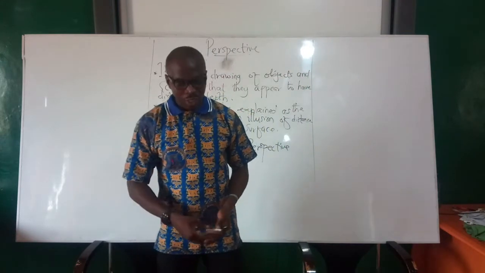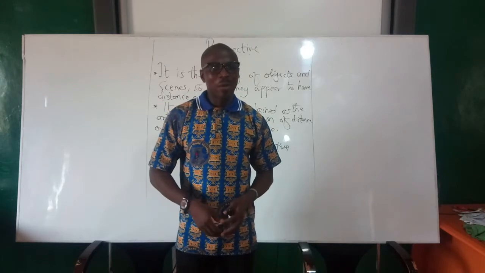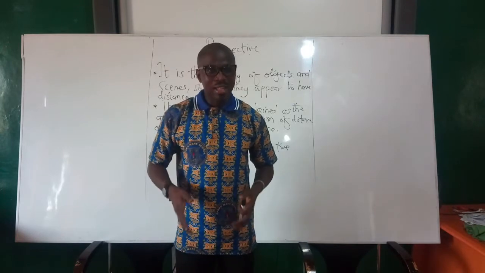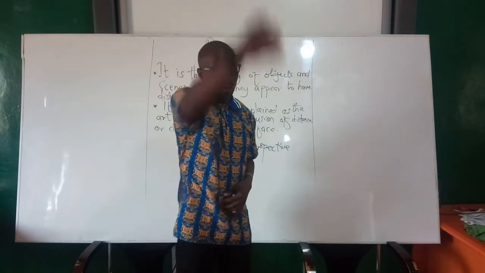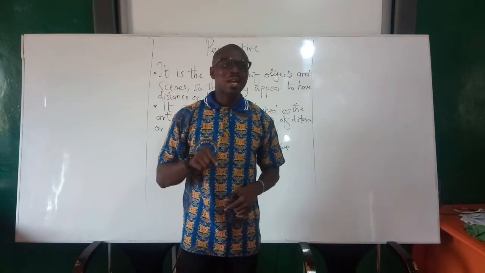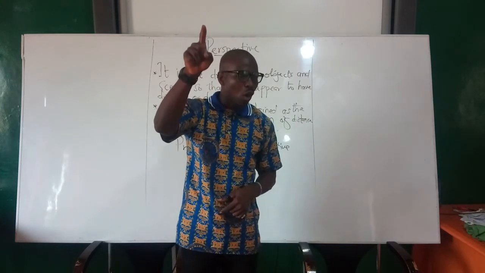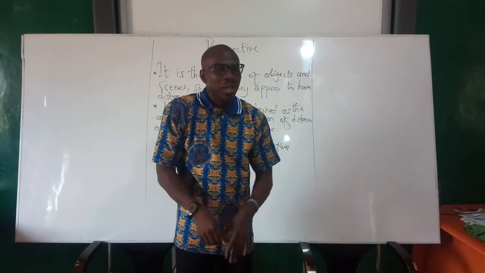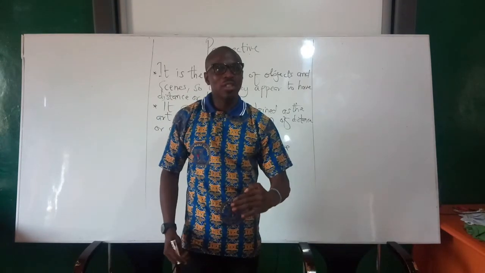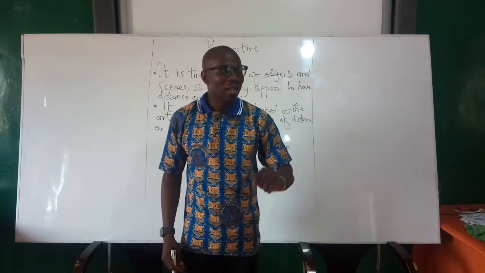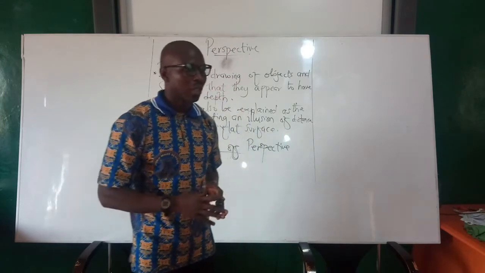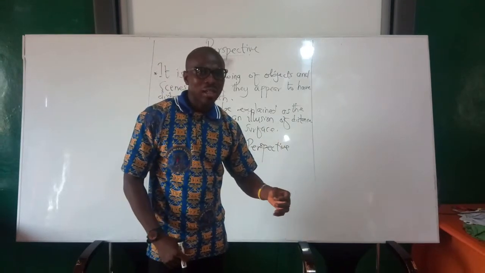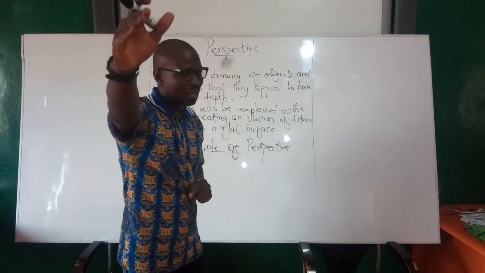So for instance, if I'm standing here and I have about 100 people in a queue in front of me, somebody at the back might be very, very tall and fairer compared to somebody in front of me. But those who are in front of me, I will see them bigger and clearer and brighter than those that are in the distance. So objects that are closer to the viewer appear bigger and brighter than those that are in the distance.